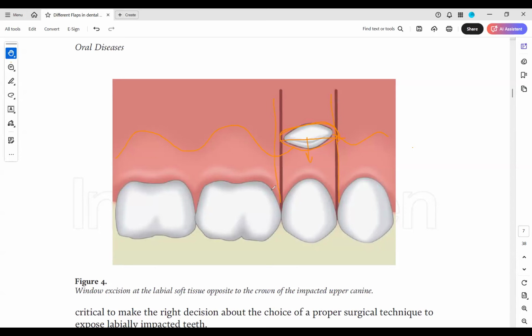So this is a full thickness flap and you raise it and you see bone underneath, and then you remove the bone and create this window excision, right? This is your window, bone removal. Now your canine is exposed out of the bone and then you will apply the band, right? And wire, and your bands, and the orthodontic traction will begin. That's what's going to happen.